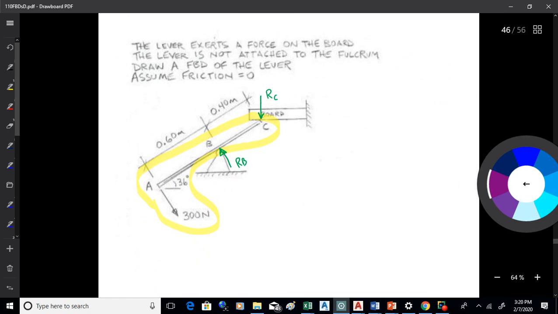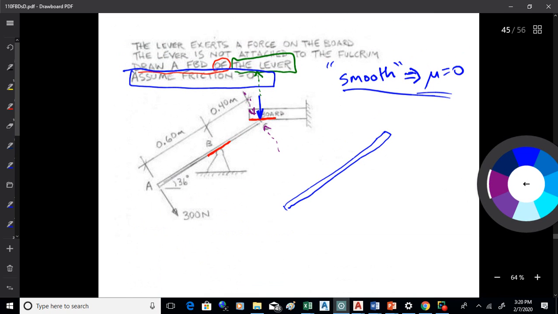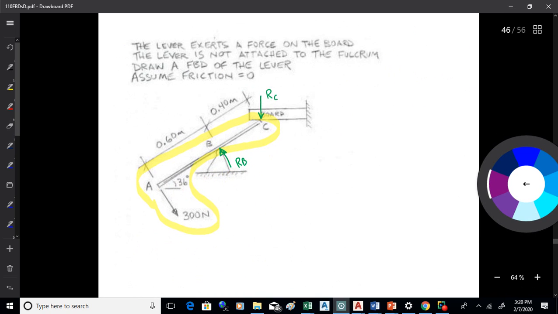Okay? The same thing with RB, okay? RB has to be on that angle, flat, perpendicular to the flat surface. So are we good with that? Okay. And again, if I had RB and I guessed it like this, that would not be a problem. That would still come out right. I would just get a negative answer.